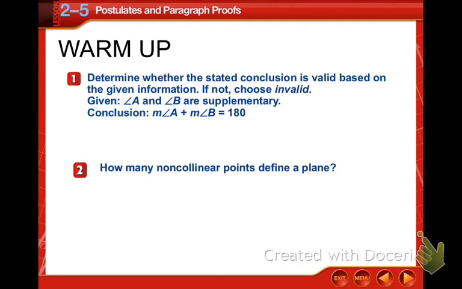So here's our warm-up. We need to determine whether the stated conclusion is valid based on the given information. If not, choose invalid. So given that angle A and angle B are supplementary, our conclusion is that the sum of the two angles is 180. That is definitely valid. The supplementary means that two angles add together to be 180, and that's our conclusion. So this is valid.